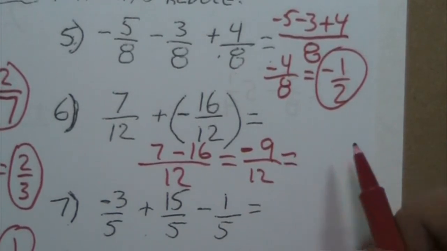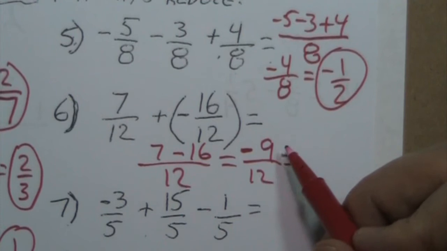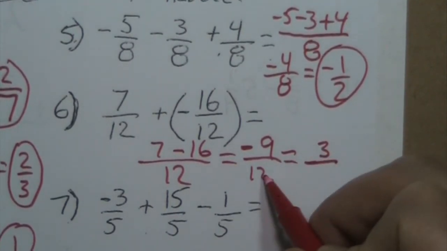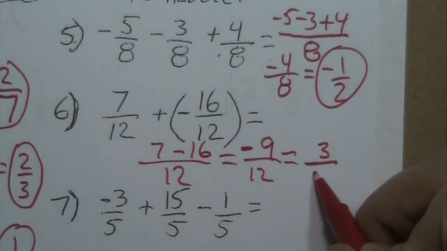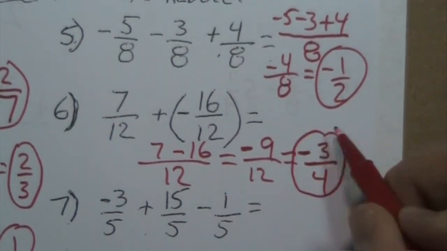Hey, wait, that can be reduced because 3 will go into both of those. 3 goes into 9 3 times. 3 goes into 12, 4 times. And there's one negative, so don't forget about the negative.